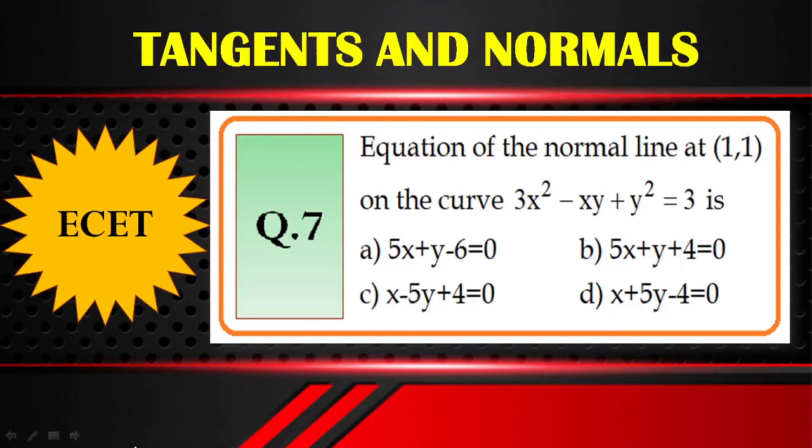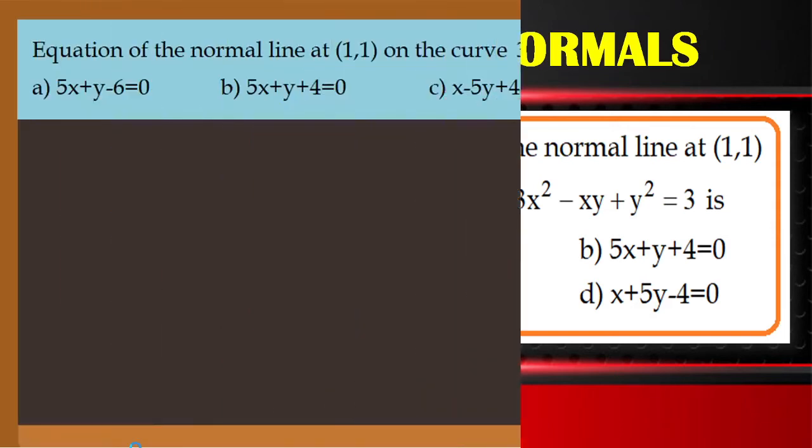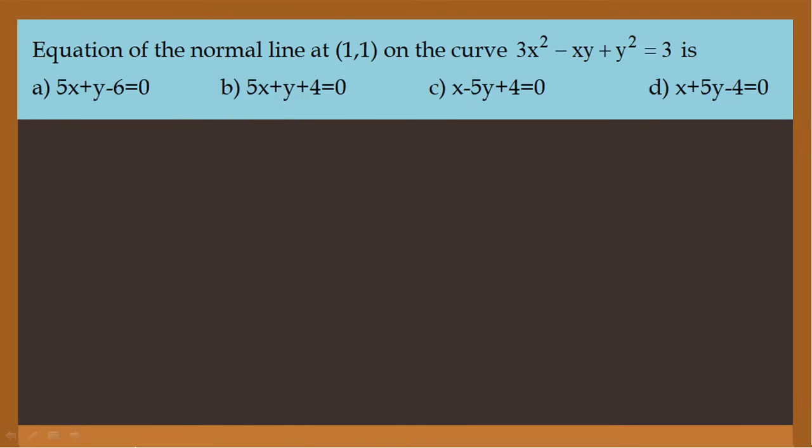Dear students, see question number 7. Read the question and write it. The question is: the equation of the normal line at (1, 1) on the curve 3x square minus xy plus y square equals 3 is. Options are 5x plus y minus 6 equals 0, 5x plus y plus 4 equals 0, x minus 5y plus 4 equals 0, x plus 5y minus 4 equals 0.